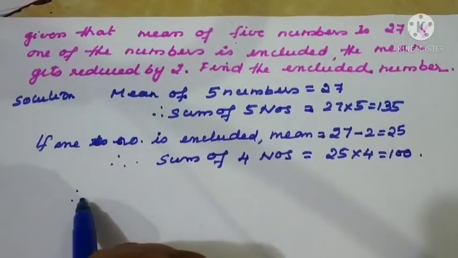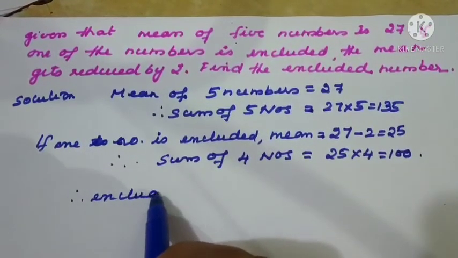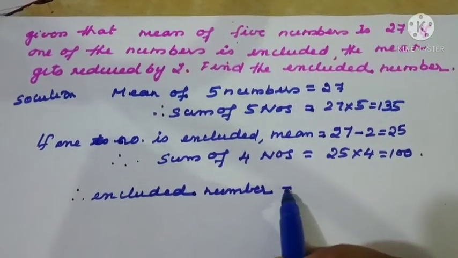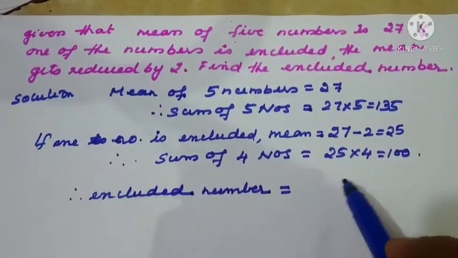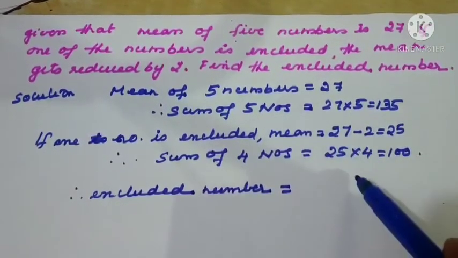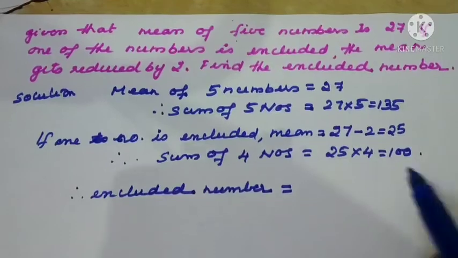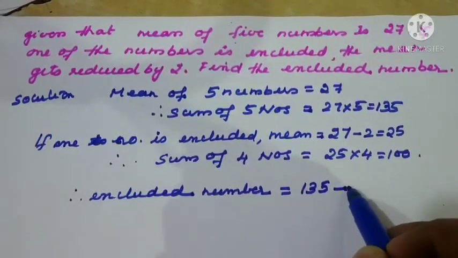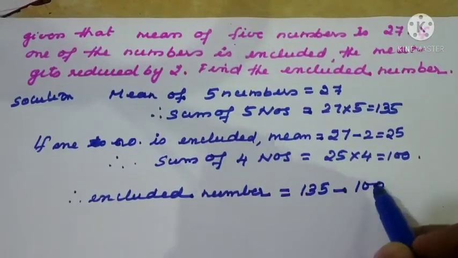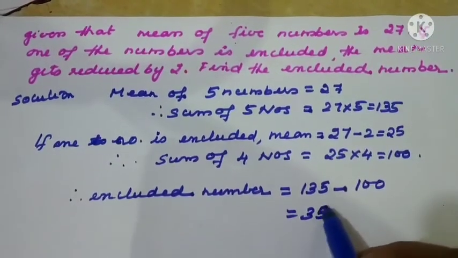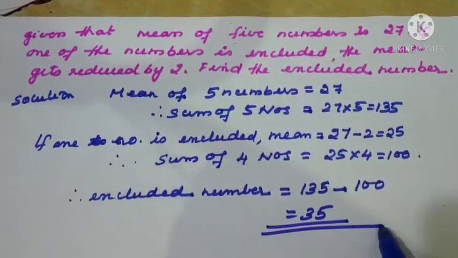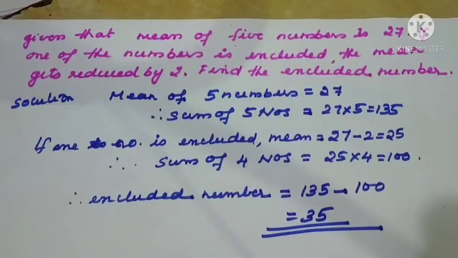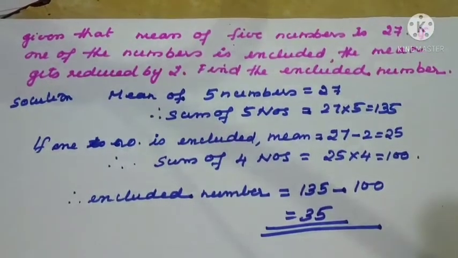Therefore excluded number equal to, what should we do? Sum of the 5 numbers minus sum of the 4 numbers. So 5 numbers, what is the sum? 135, and from that we have to subtract 100. So what is the number now? 35. So we got the excluded number is 35.